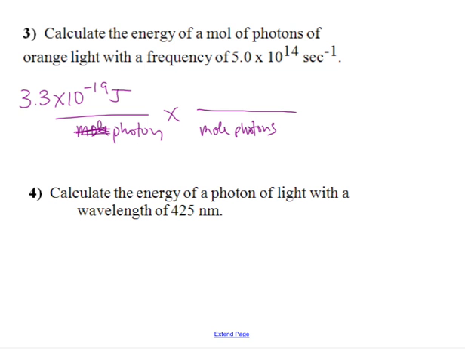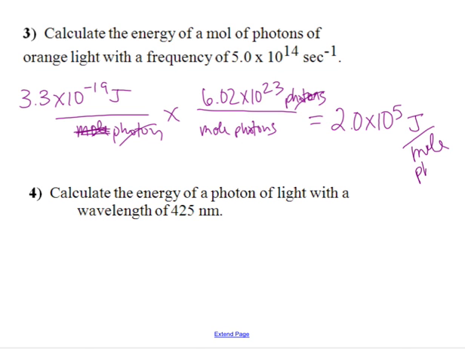And how many photons are in a mole? 6.02 times 10 to the 23rd photons in a mole of photons. So photons cancel. And to 2 sig figs, what is my answer? So 2.0 times 10 to the 5 joules per mole of photons.